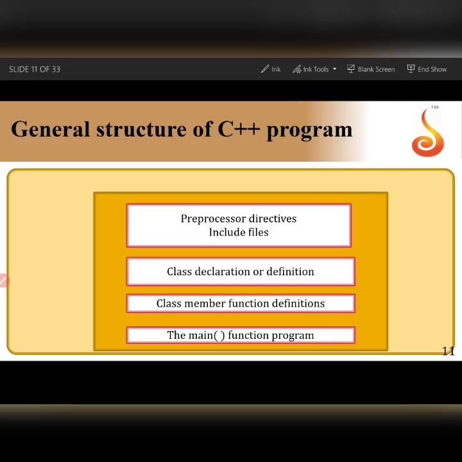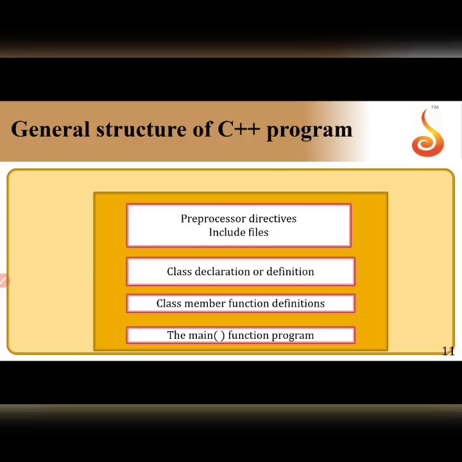The program should start with preprocessor directives, which is nothing but include files, then class declaration or definition, class member function definitions, and the main function. You can note that C++ also supports standalone functions. Main is a library function. Every C++ program ends with a main function. It follows the bottom-up approach.